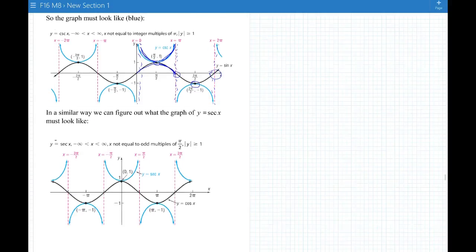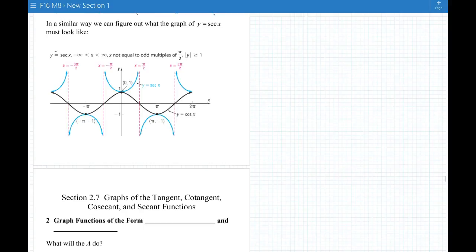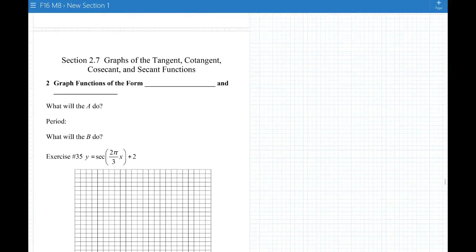In a similar way, we can figure out what the graph of the secant of x must look like, because it's the reciprocal of the cosine. So you draw a cosine graph to help you get started. Everywhere the cosine graph is at 1 or -1, that will be a point where the secant graph meets it. Everywhere the cosine graph is 0, the secant graph will have vertical asymptotes and it will be undefined.